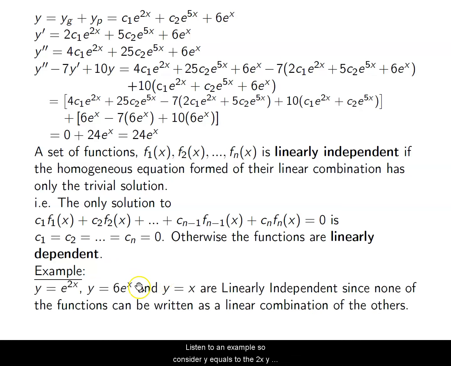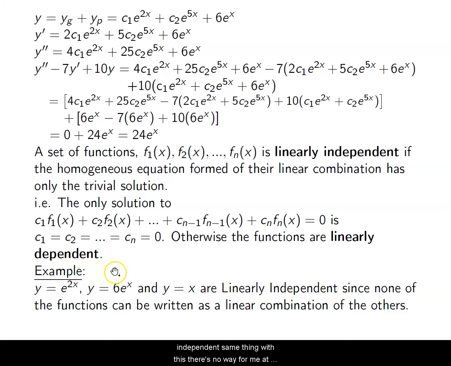So let's go ahead and do an example. Consider y equals e to the 2x, y equals 6e to the x, and y equals x. These three functions are linearly independent, since none of them can be rewritten as a linear combination of the others. There's no way for me to add e to the 2x and 6e to the x together in order to get x. No matter what, a constant multiple of this plus a constant multiple of this will always be some sort of e to the 2x plus e to the x. Never can I add these together and get just a single x function out.